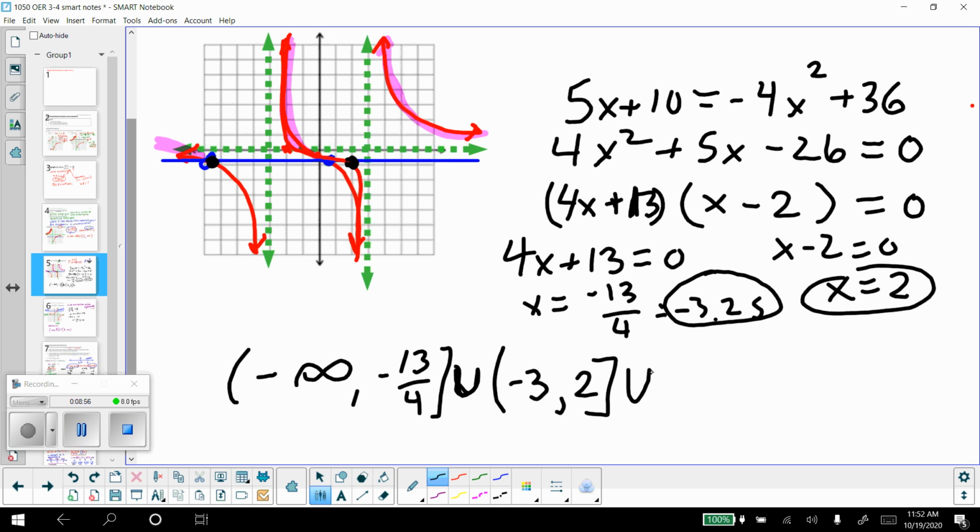Then our very last piece is the last piece of our graph, which is on the right side of our asymptote at x equals 3. So that's going to start at the asymptote 3 and then go to infinity to the right. This should be the solution set for where the red graph is above the blue graph.